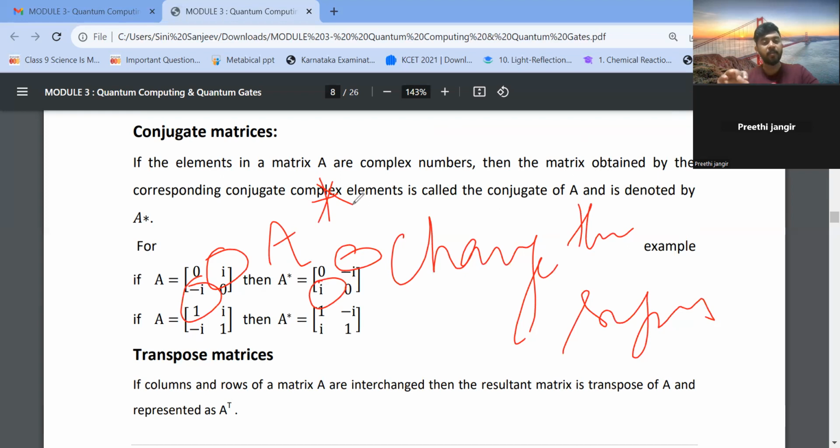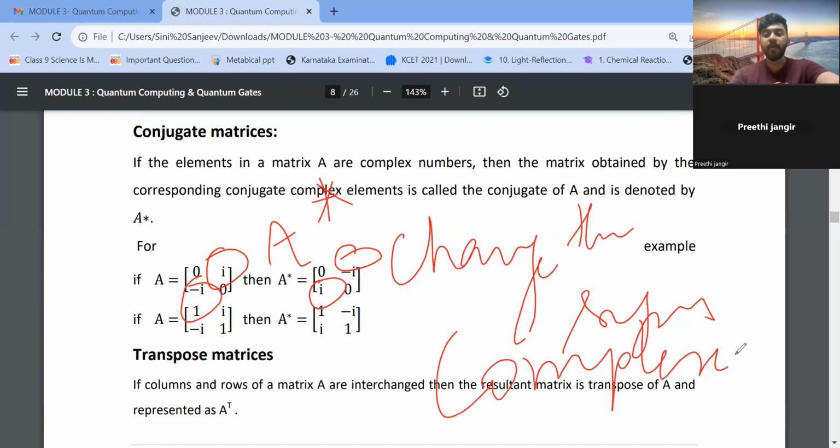And change the signs of what? Only the complex number. Only the complex number, iota. Complex i, only that we will change. Don't change the sign of ones. Only the i. Clear?